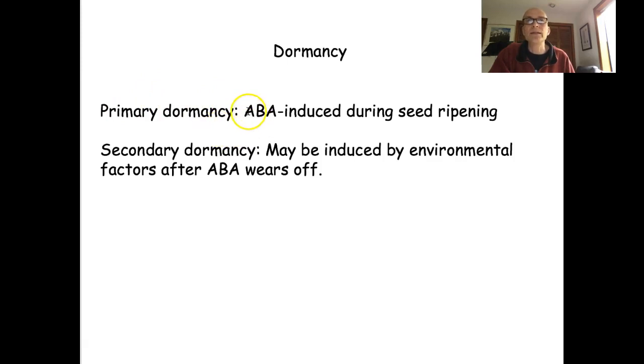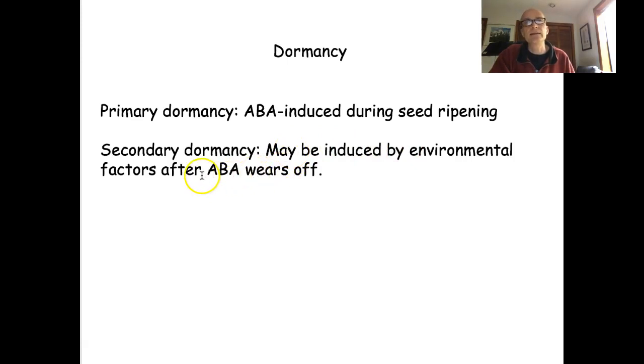So the primary dormancy is controlled by abscisic acid, a hormone that we discussed before in the context of regulating stomata, right? It's a stress hormone as well that regulates drought responses, but it also induces the primary dormancy during the seed ripening process. And then there's something that's called secondary dormancy. And secondary dormancy is induced or kept, so that the seed is kept in a dormant state by environmental factors. So it could be drought, or it could be cold temperatures, stuff like that.